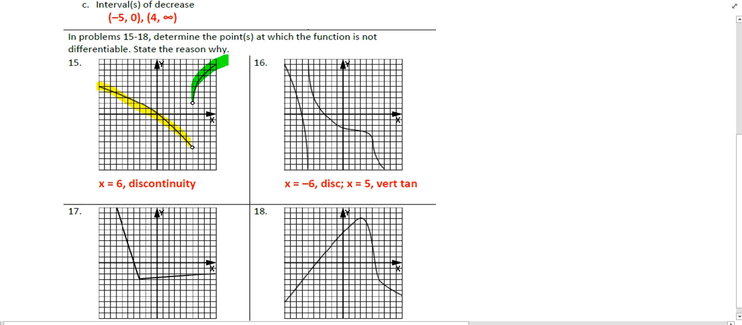And problem 16 is very similar with one little twist in there. At x equals 5, there's a pretty pronounced vertical tangent line. So you can't take the derivative at that tangent line. And then, of course, you have a vertical asymptote there at x equals negative 6. So discontinuity certainly exists. So just remember that at x equals 5, this function is continuous, but because of that vertical tangent line, the derivative is undefined at that spot.